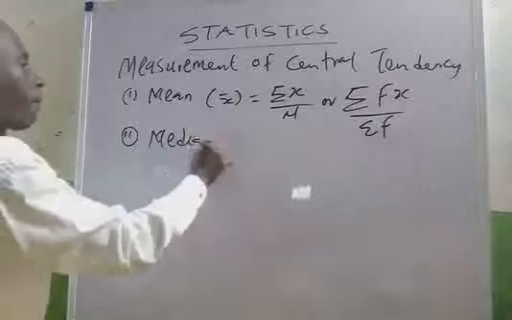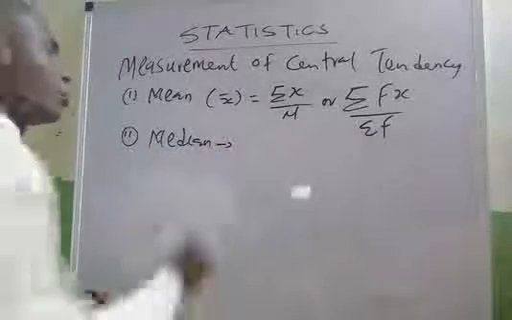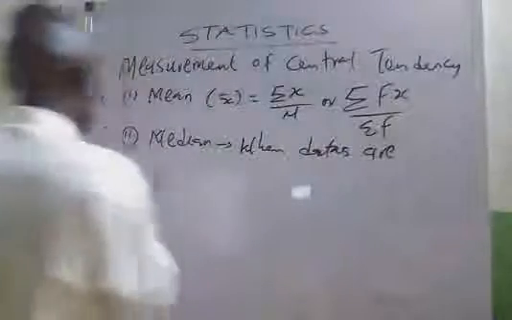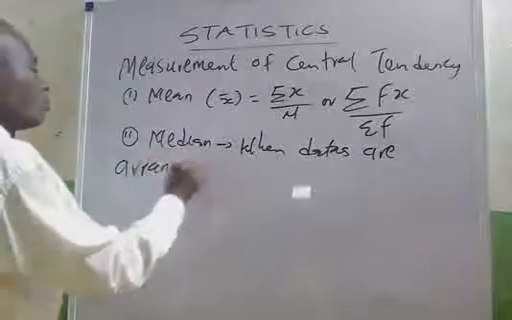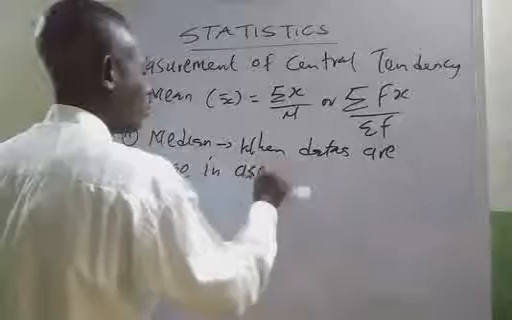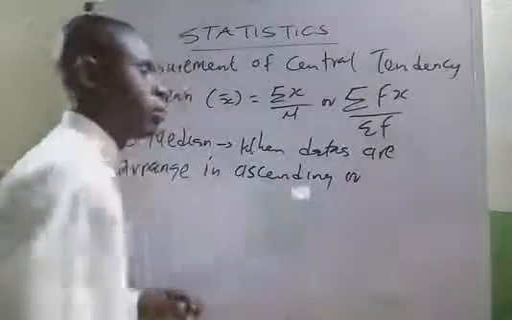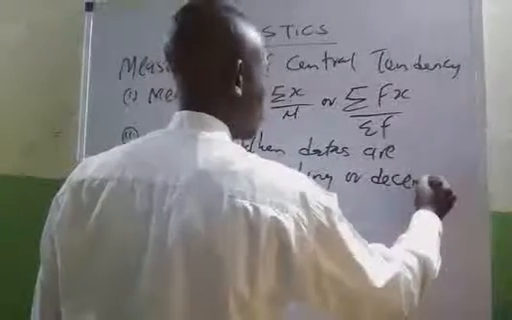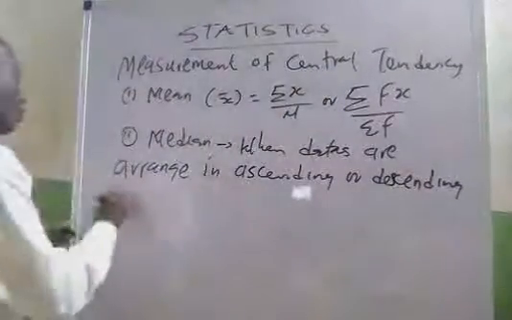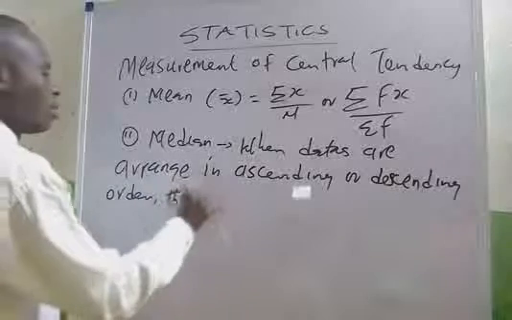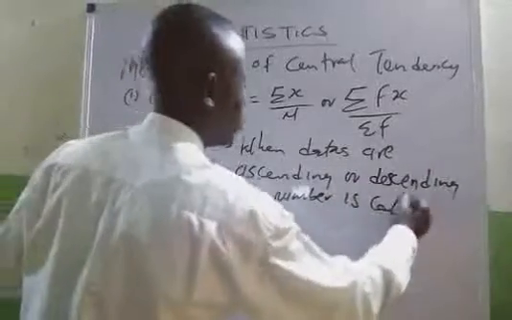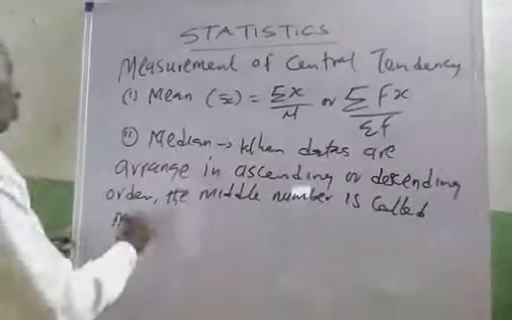The median: when data are arranged in ascending or descending order, the middle number is called the median.